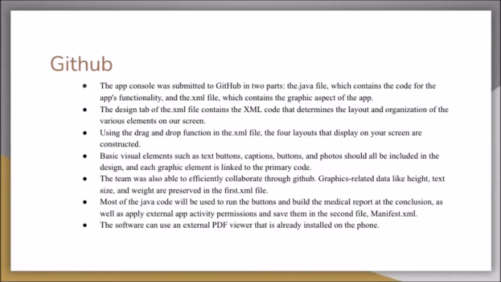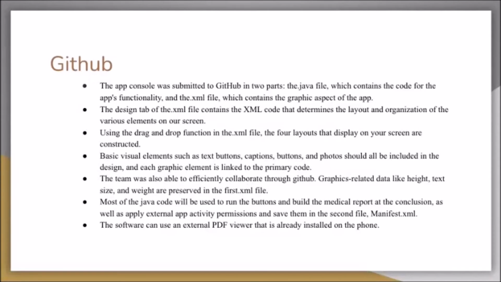Basic visual elements such as text, captions, buttons, and photos are all included in the design, and each graphic element is linked to the primary code. The team was able to efficiently collaborate on all of this through GitHub. The main code of the program is saved in the .java file, while the graphics-related data like height, text size, and weight are all preserved in the first .xml file. Then the content is imported into the library.